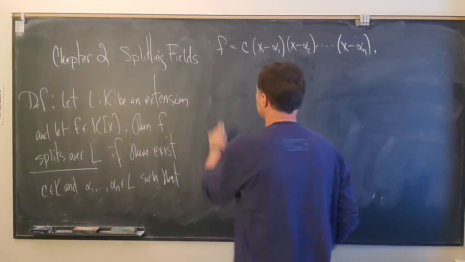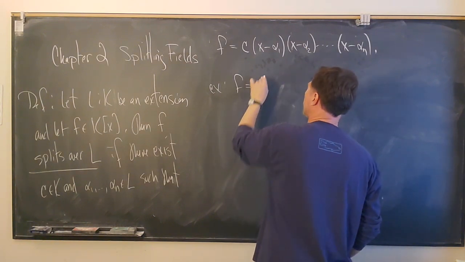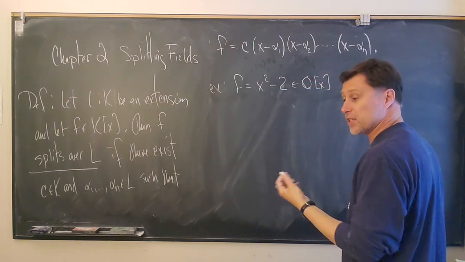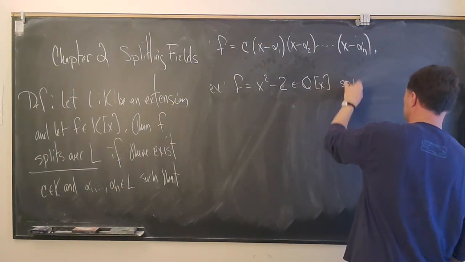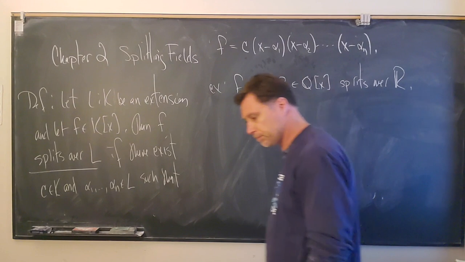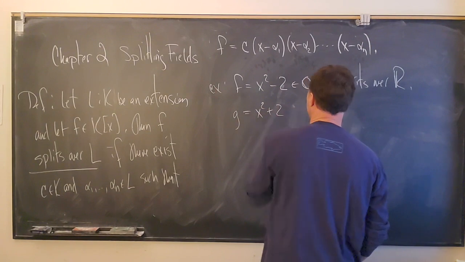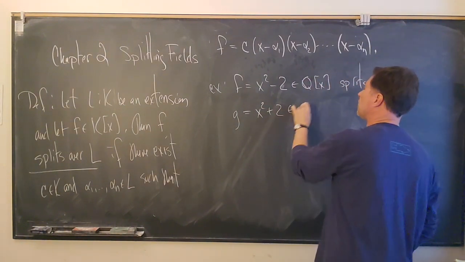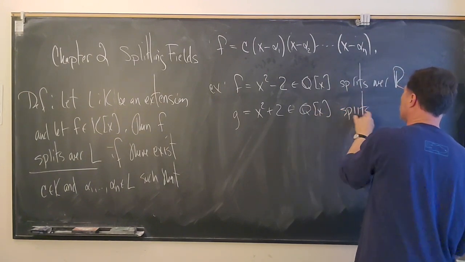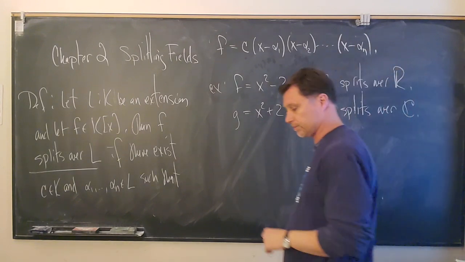So for example, if f equals x squared minus 2, think of this as a polynomial in Q bracket x, then it certainly splits over R. The next polynomial, let's call it g, x squared plus 2. Now this does not split over R, thinking of this still as in Q bracket x. It doesn't split over R, but it does split over C, because it's got imaginary roots.